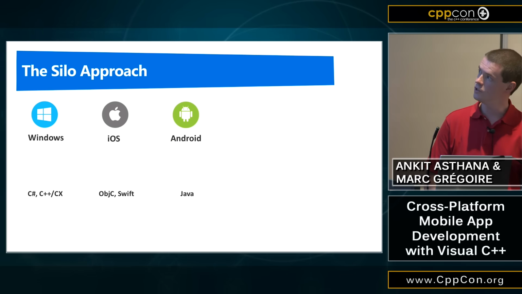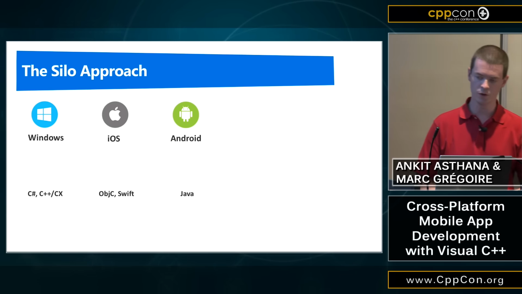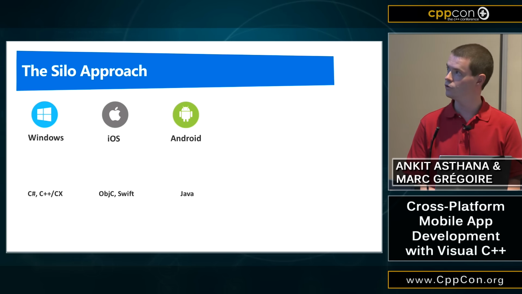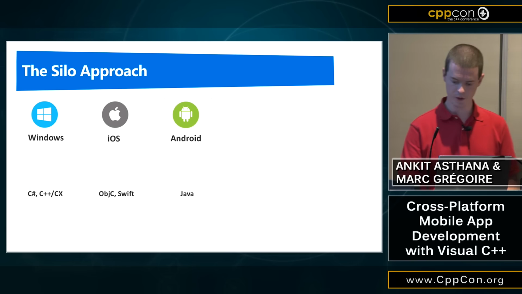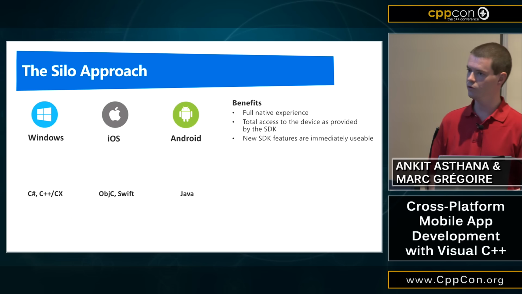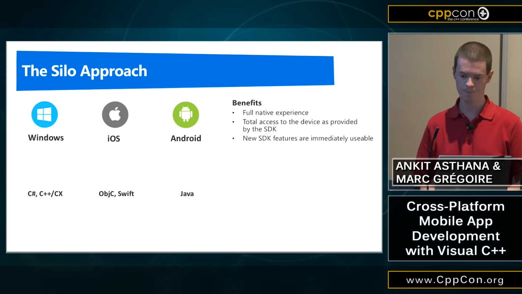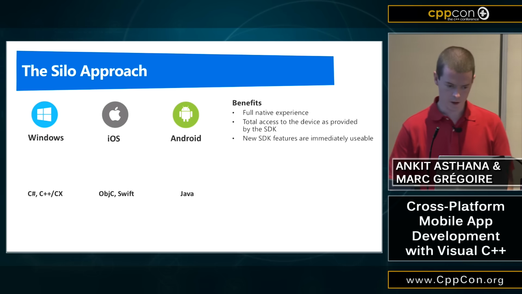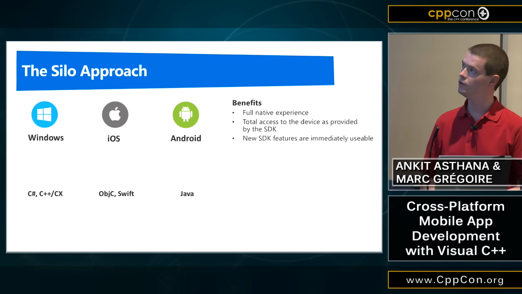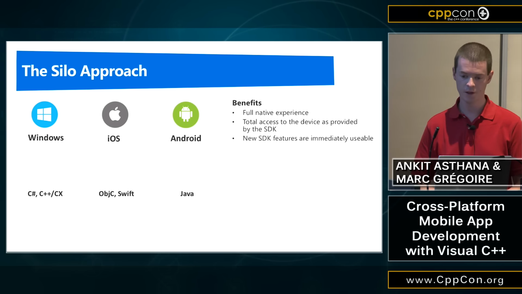So on Windows, you use C# or C++ CX, and you use XAML for the UI. On iOS, you use Objective-C or Swift. On Android, you use Java. And what's the benefit of this? Well, on each of the different platforms, you have the full native experience. You're using the main language of each platform. And you have total access to the entire device as long as it has been exposed by the SDK.